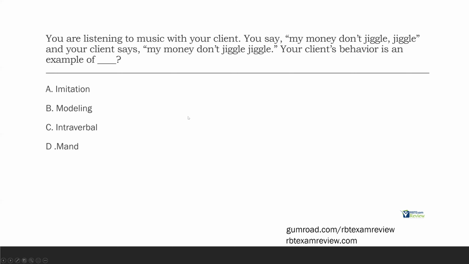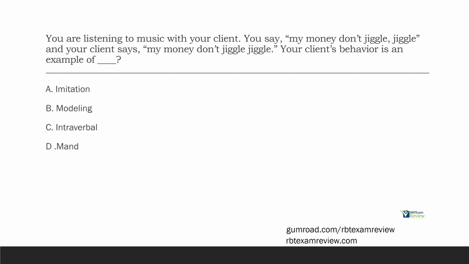Okay, pretty easy question here, but we're going to use it as kind of a learning opportunity, right? So if you say something and your client says it exactly back to you, or you do something and your client copies you, what do we call that? Well, we call it imitation, right? Think about any imitation in life. If you imitate somebody, what are you doing? You're copying them. Imitation is a very important skill for learning.